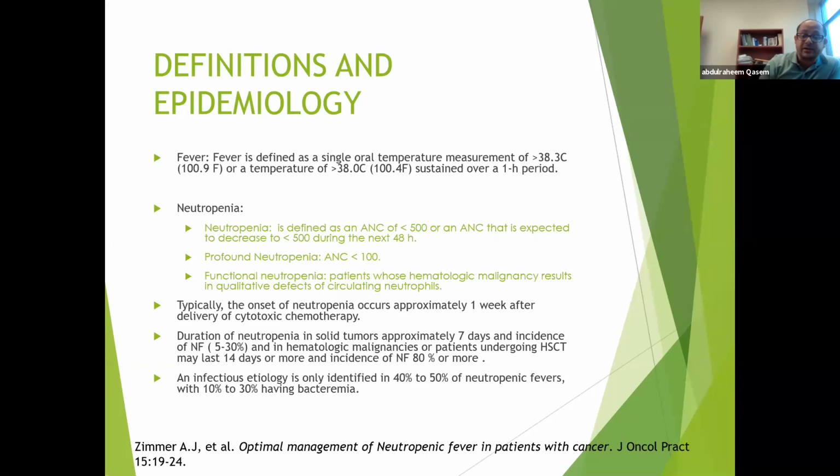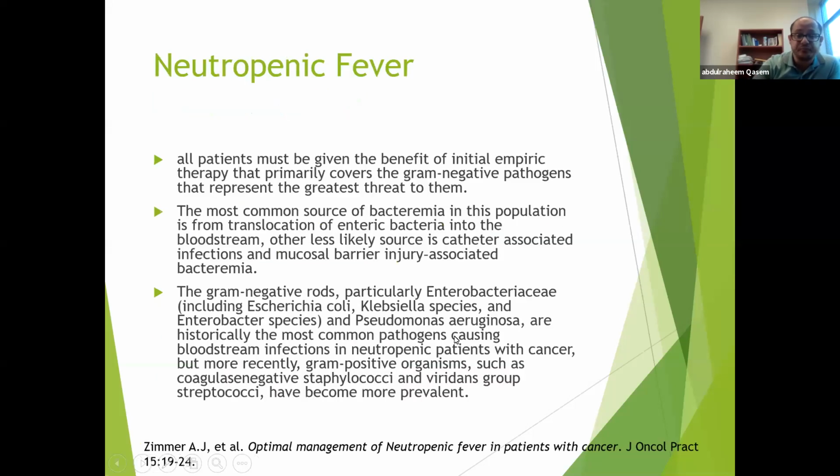And only 10 to 30% of people with neutropenic fever will have bacteremia. What is very important about neutropenic fever is we have to recognize that gram-negative infections are common in those people, and that is the one that is associated with the high risk of mortality. And we need to consider initial empiric therapy against gram-negative when we choose the regimen of antibiotics.